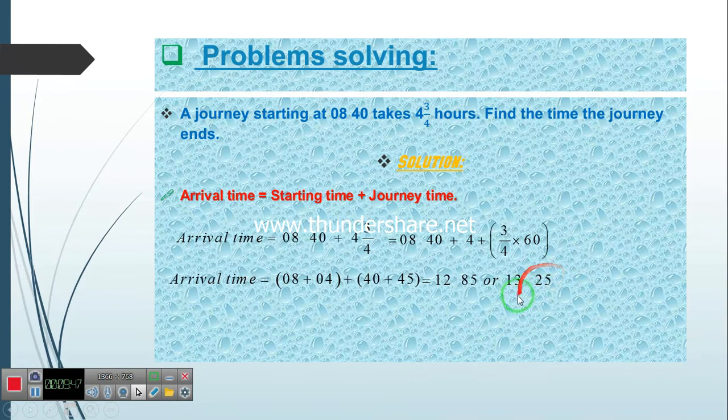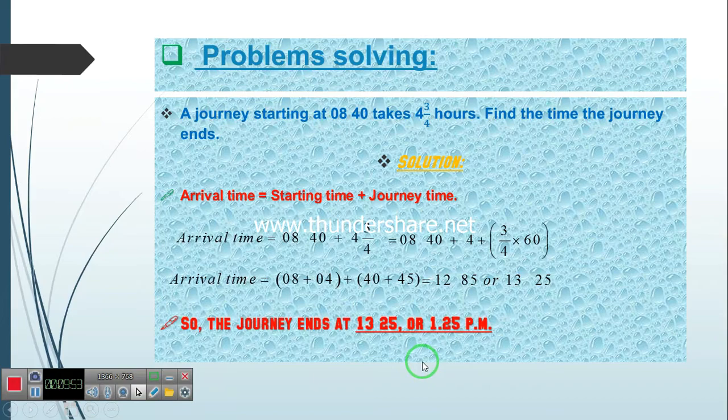You have to carry up 1 hour, leaving 85 minus 60, which is 25. So at the end, the journey will arrive at 13:25, or you can say 1:25 p.m. Yes, this is changing the time format, whichever you want to say.